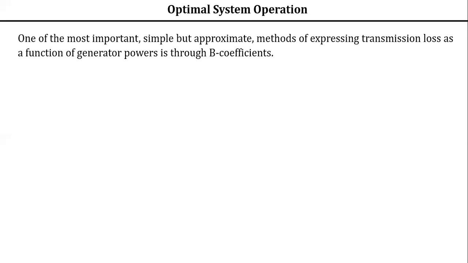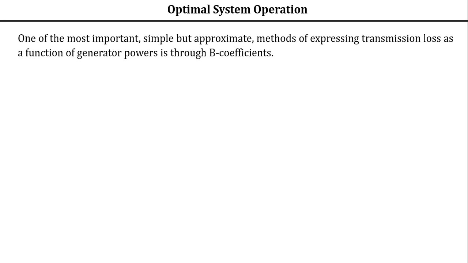You know that the transmission loss, denoted by PL in our expression, is a function of your active power generation, PL of PG1, PG2, and so on. I have explained it, isn't it? It's a function of the active power generation. So expressing this transmission loss as a function of active power generation through B coefficients is the approximate but simple method we are going to consider here.